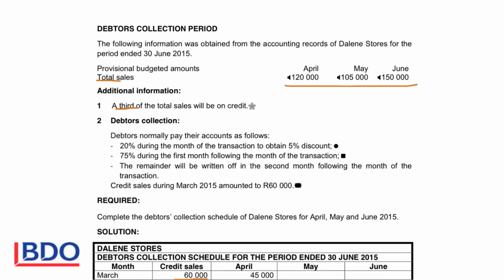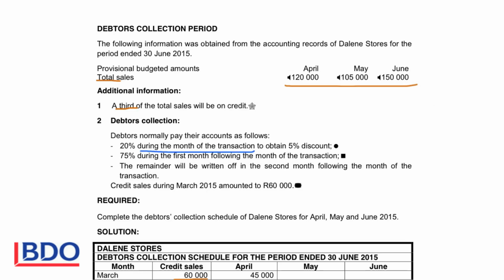Okay, the next information that they give us is very important in the calculation. You must read very carefully whether they tell you that they paid during the month of the transaction, that means the same month that the goods were sold, or whether they start paying the month following the transaction. If you read this incorrectly, all your calculations will be wrong because you will record it in the wrong column. So for this exercise, they said 20% during the month of the transaction. So that means if we sold goods in April, they will start paying in April.